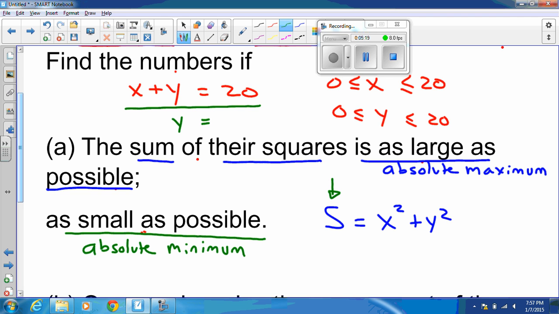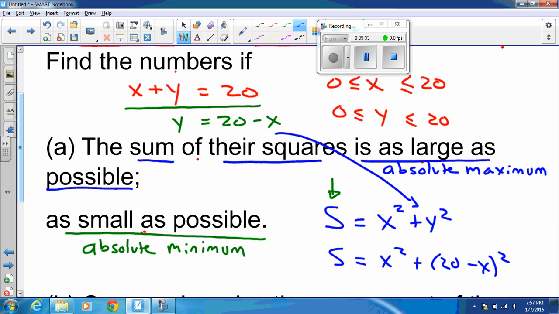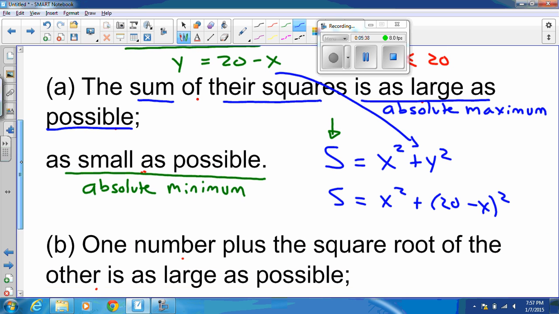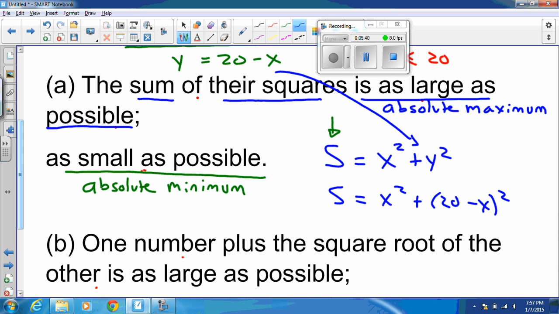Here I'm going to substitute for y. y is equal to 20 minus x. And I can substitute, therefore, directly for y here to find out that s is equal to x squared plus (20 minus x) quantity squared. This substitution was crucial because I'm about to take a derivative of s in order to find the critical points.